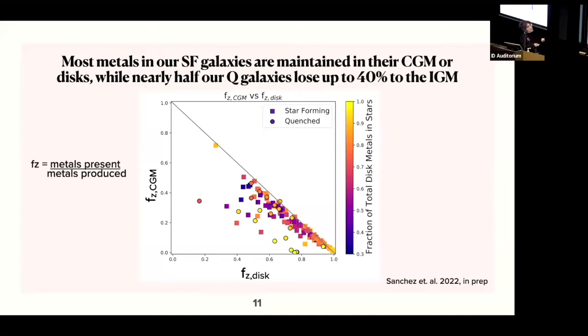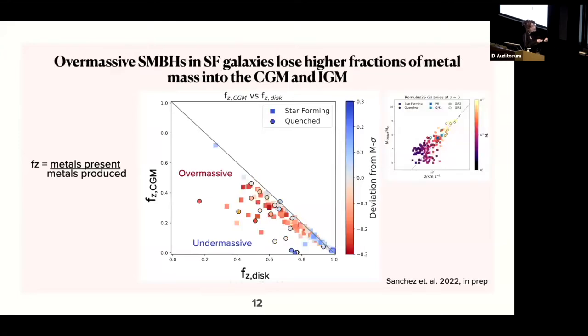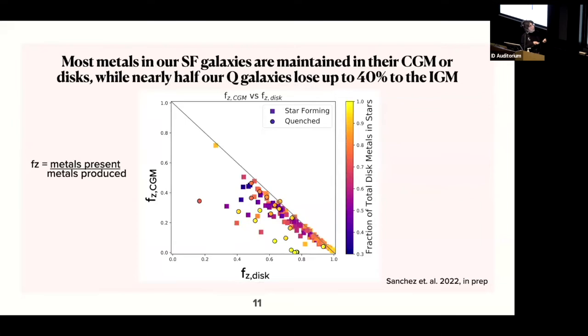And so at least for the star-forming galaxies, right, our squares, most of the metals that are formed are still maintained in the halo. We're not evacuating a lot of these metals out into the IGM. There's a little bit more of that happening in our quenched galaxies. About half of them are losing more metals to the IGM. But there's an interesting, spoiler alert.